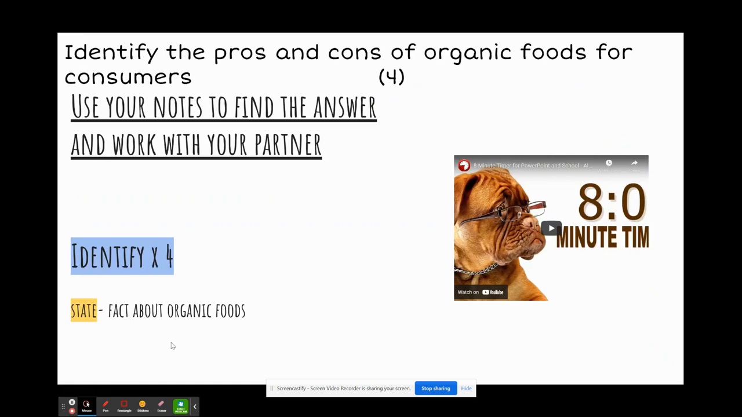Our next question is identify the pros and cons of organic foods for a consumer. This is worth 4 marks, and as always, every question tells us 3 things. Thing 1 is the command word. In this case, it's identify, which doesn't require us to have a fact and a consequence, or a fact, opinion, and consequence. We are simply asked just to state facts about organic foods.